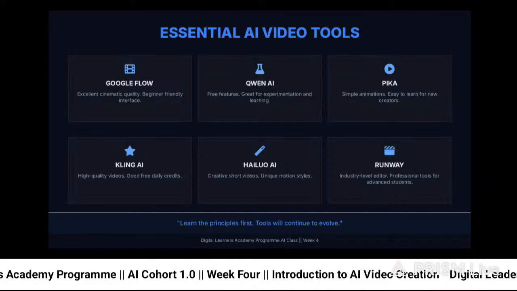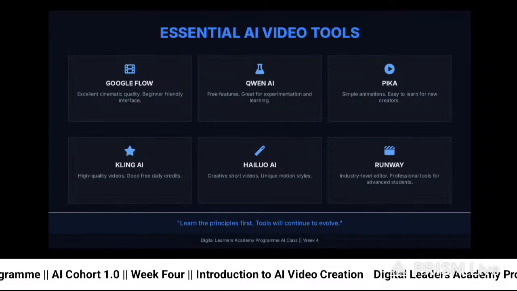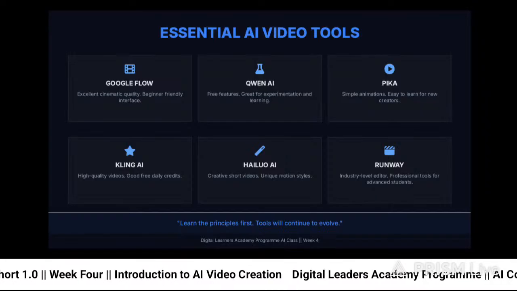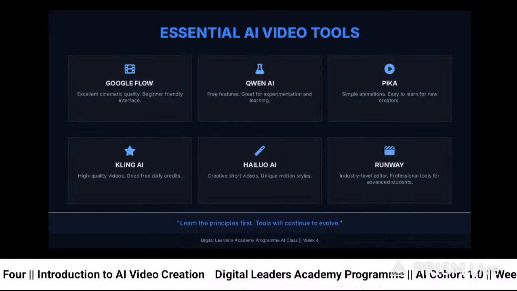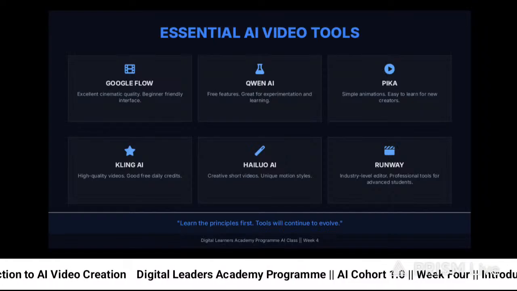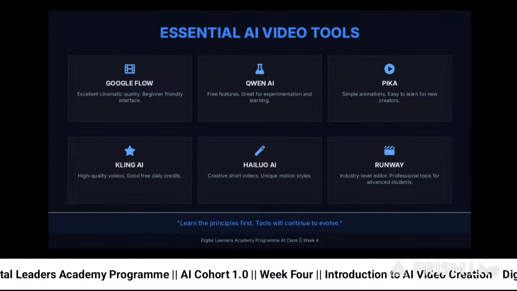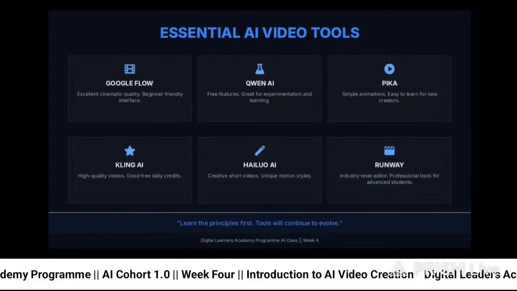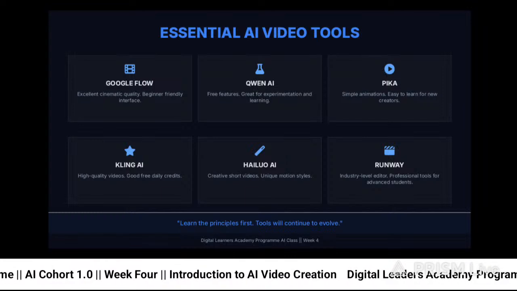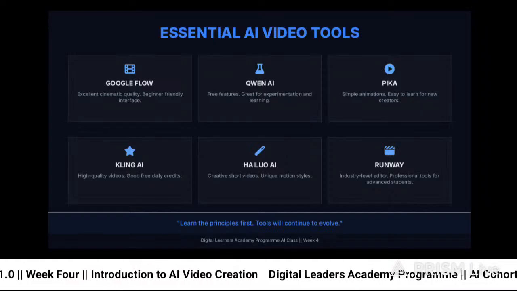The next one is Qwen AI. It is also another tool that I use. Although when we bring it on par with Google Flow, they are not on the same standard level. But Qwen AI is also good. It has free features. It is great for experimentation and learning. Just like Google Flow, Qwen AI can also create images. Also, it can create videos.